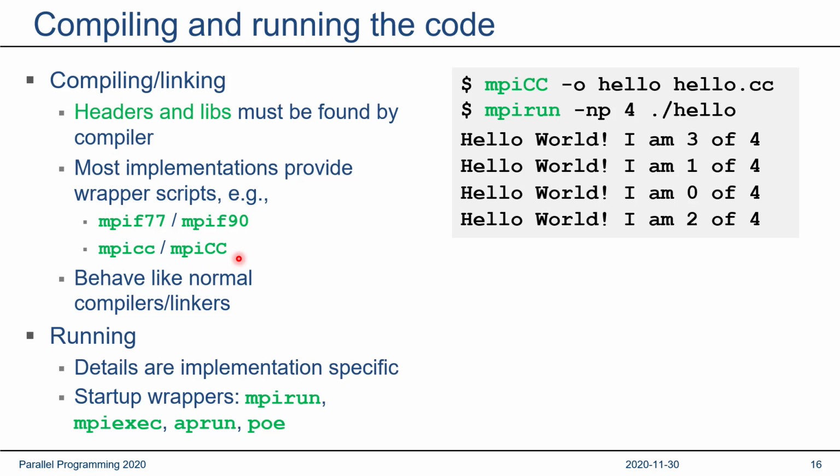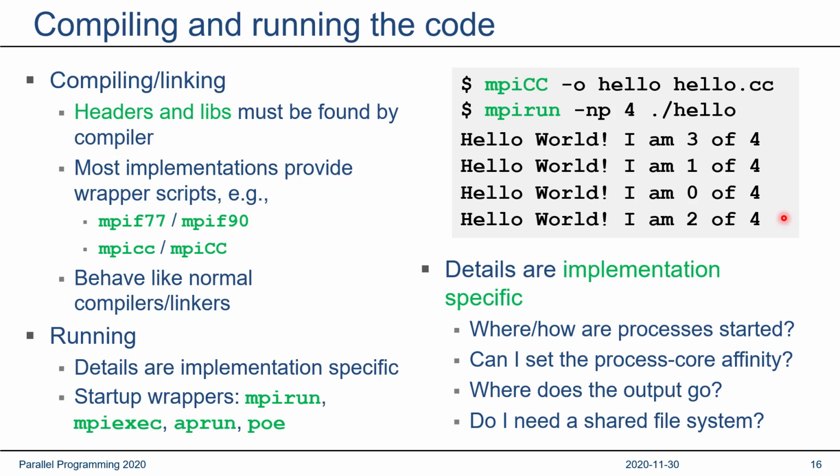If the program starts, it runs and it prints what I want. And just like with OpenMP, of course, the order of the output is undefined because I've done nothing in the program to make sure that the order is in the order of the ranks.